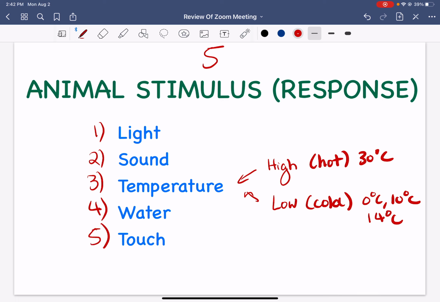Plants have 4. The only one extra here is sound. Water is the same as humidity for plants, but water for animals is a bit different. So make sure you remember these: light, sound, temperature, water, and touch. I'm going to take a look again with you on Thursday about animal stimulus response and see if you remember these 5. We're going to probably play a game. But for now, today, I have a worksheet for you.